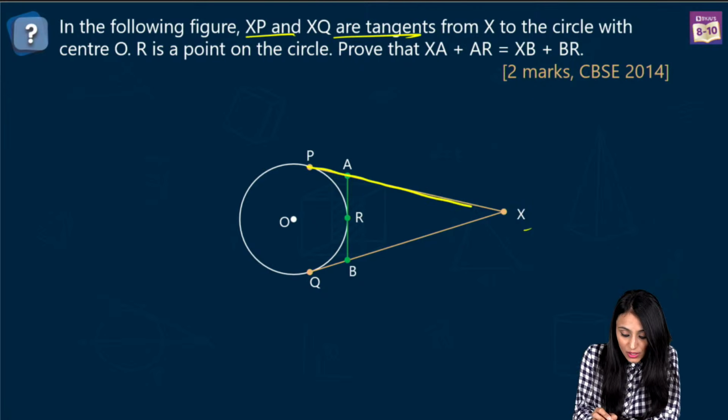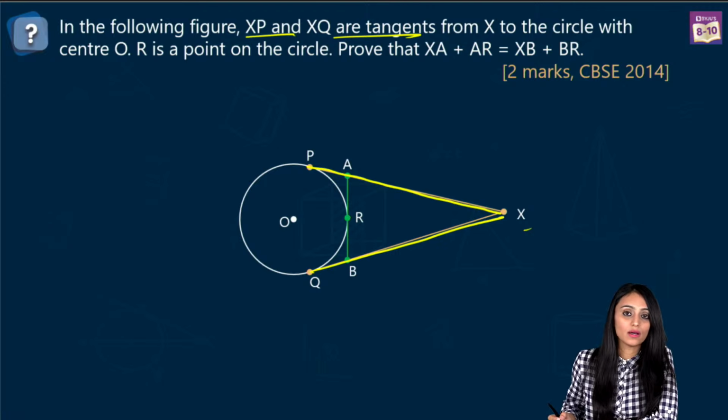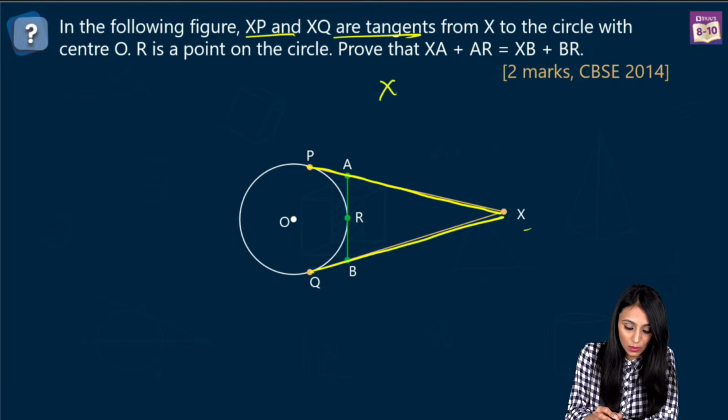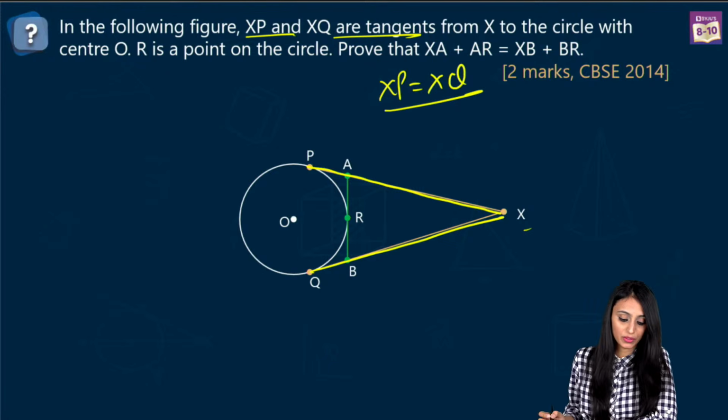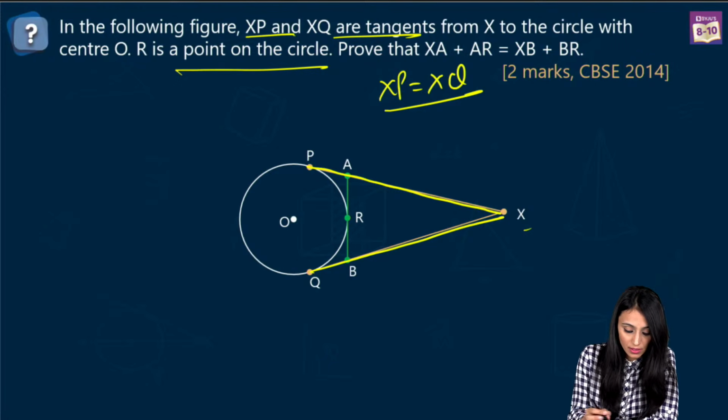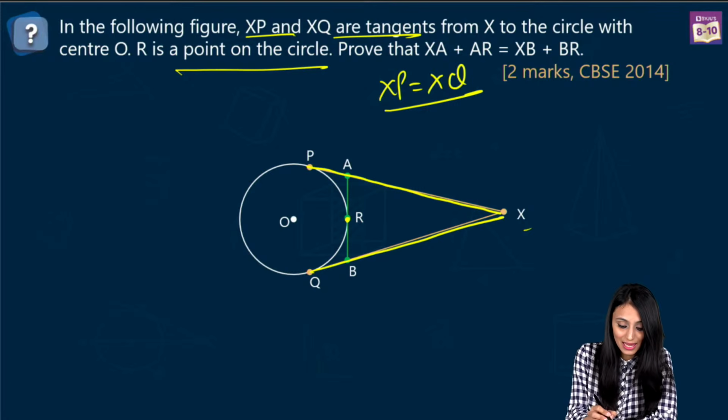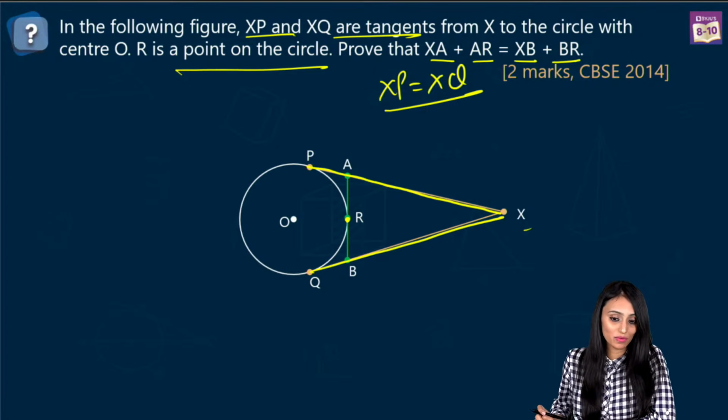See, first of all, you need to interpret the given information. So these are the tangents, XP and XQ. Right? So we know that the lengths of tangents drawn from an external point to a circle are equal. This is the information that we get from here. Okay. R is a point on the circle. It is on the circle, you can see. XA plus AR equals XB plus BR. This is what we need to prove. Yes?